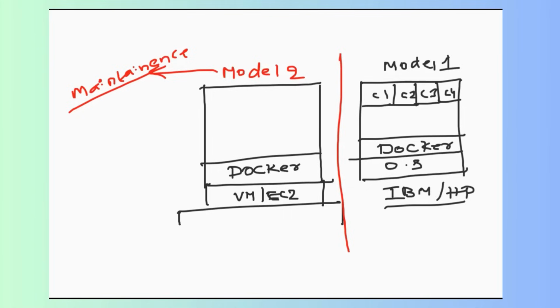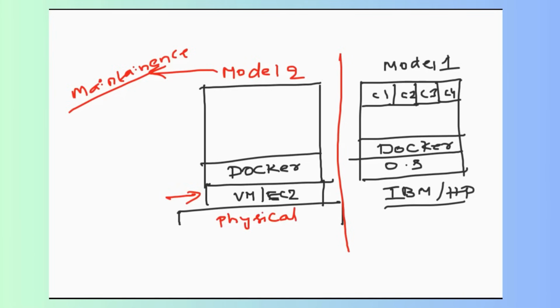So to solve all of these problems, they are using model 2. In model 2, you will have a physical server, but if you are using a cloud provider, you will not see this physical server. You will directly start from this step where you will create an EC2 instance, or where you will create a virtual machine on Azure platform.